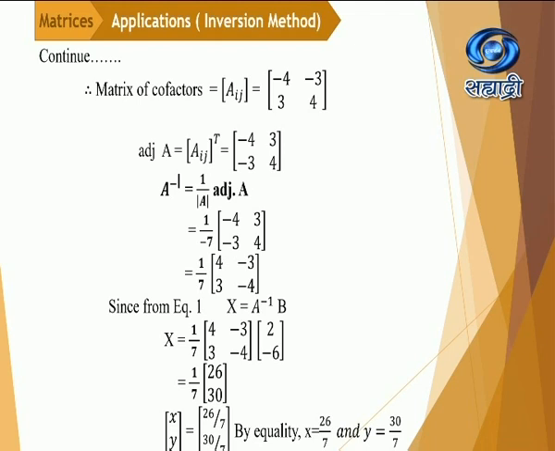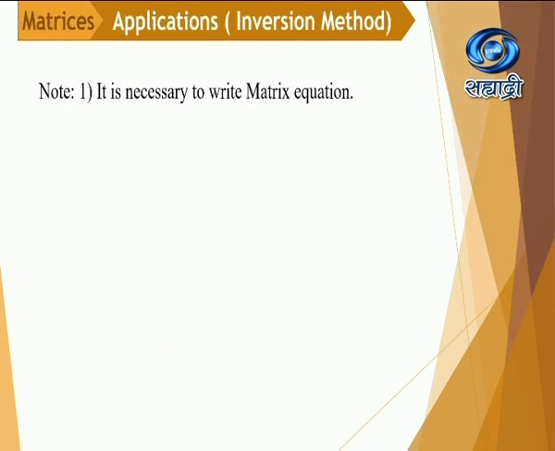Then the second mark is for A inverse. Then the third mark is for writing the system as x equal to A inverse B. And then the fourth mark is for x and y, that is for the solution.